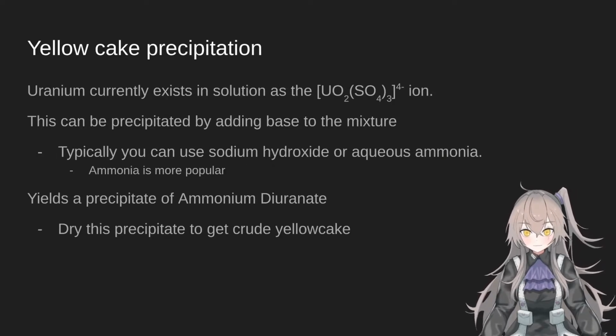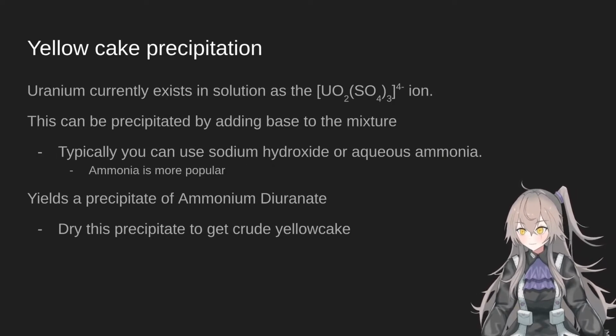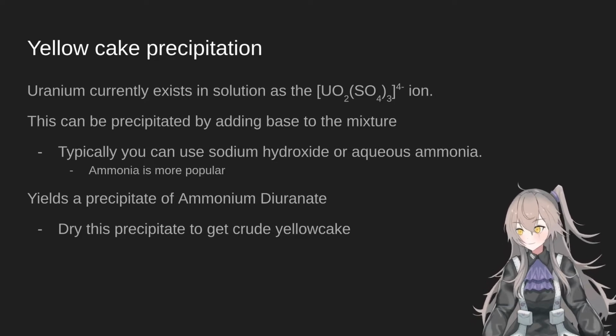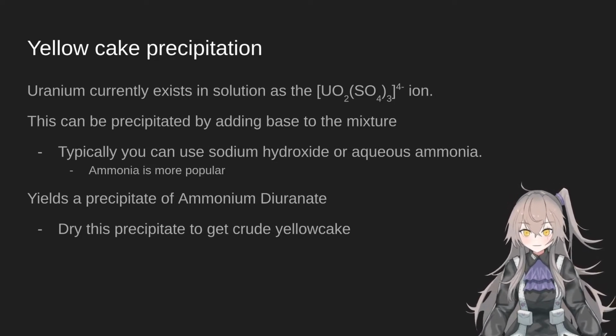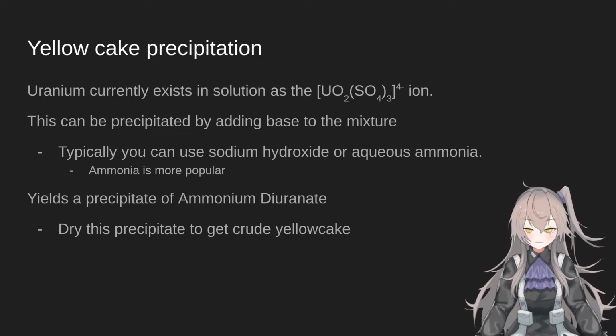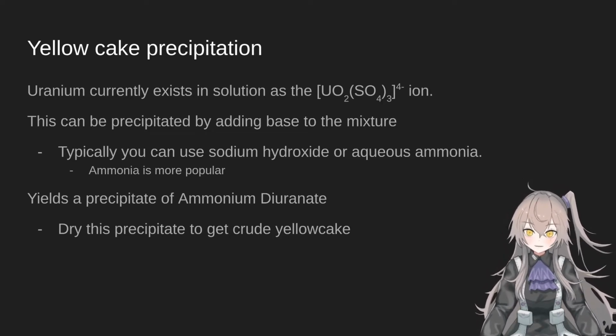To go from the uranyl sulfate ion to yellow cake, you have to precipitate it out. Right now it exists in solution as an ion, but it's typically more useful if you can precipitate it out in what's known as yellow cake. You might have heard of this before on the news.